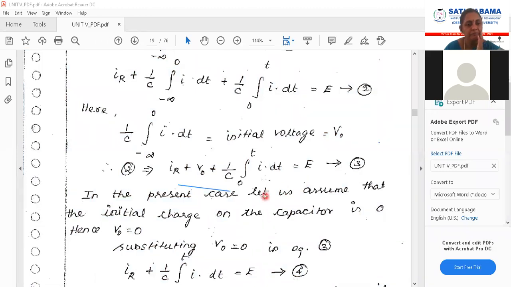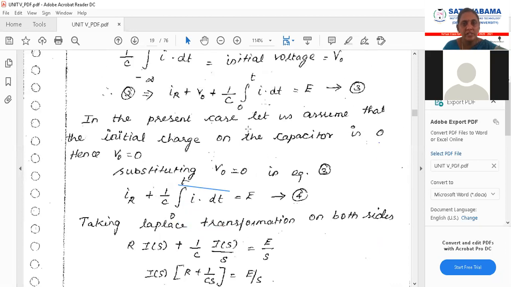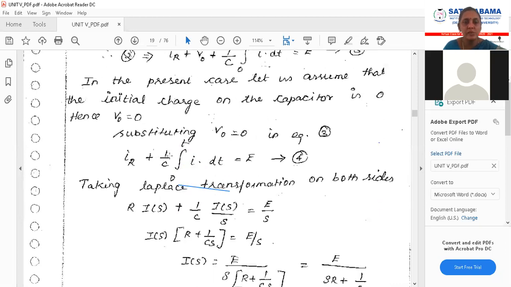Now what is the initial charge? We are assuming the capacitance is not charged, so we put it as 0. Only in this condition it will be 0. For discharging, you will put some value there. So here you have to put it as 0. We substitute V naught equal to 0 in the equation, and the equation reduces to IR plus 1 by C into the integral from 0 to t of I dt is equal to E.